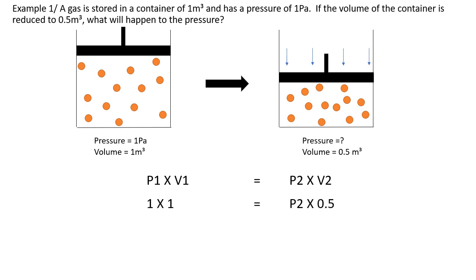And we substitute in our values. So the pressure in picture 1 is 1, the volume in picture 1 is 1. The pressure in picture 2 is what we're trying to find, so I'm going to leave that as P2, but the volume in picture 2 is 0.5. Now 1 times 1 is obviously 1, and P2 times 0.5 gives us 0.5 P2. So to find P2, I can divide both sides by 0.5. So 1 divided by 0.5 gives me 2, so I know that the pressure P2 is 2 pascals.